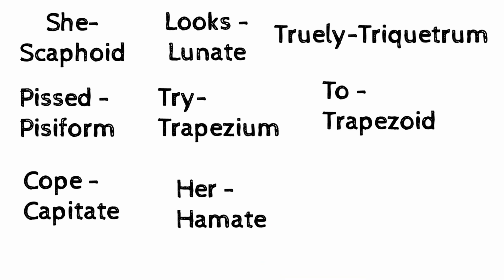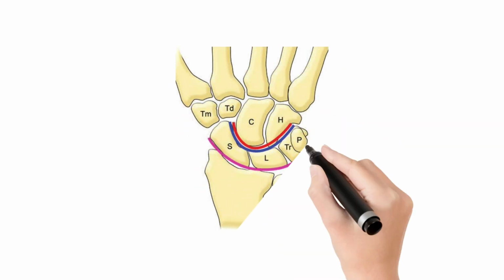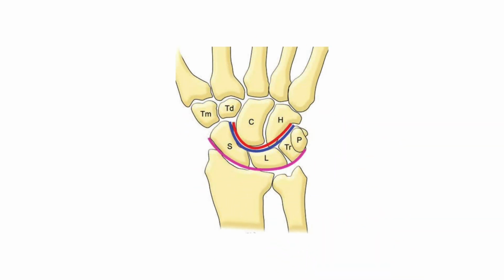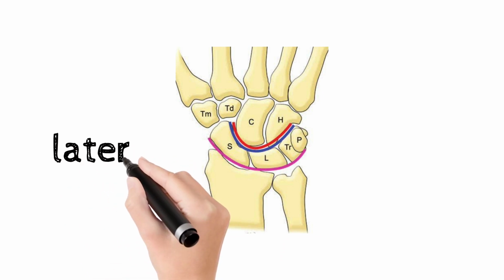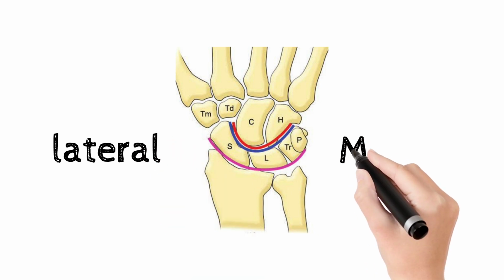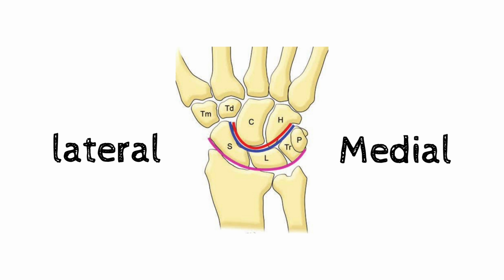Which comes first, trapezium or trapezoid? You can see that "try" has no o and trapezoid has o, so it comes later. Now let's try to learn the sequence, that is from lateral to medial. From lateral to medial, the bones are scaphoid, lunate, triquetrum, pisiform, trapezium, trapezoid, capitate, hamate.